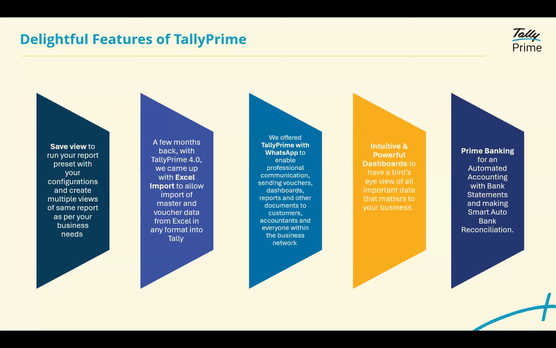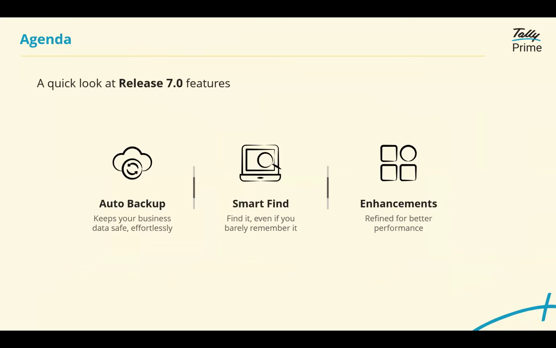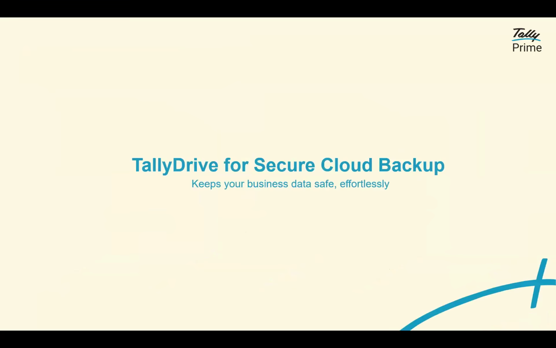Now let's dive into 7.0 and see what our agenda is today. Just a quick look at the release 7.0 features. The first feature we have is auto backup, which keeps your business data safe effortlessly. Then we have SmartFind, which will find it even if you barely remember it. And there are some other enhancements which will refine your experience for better performance. So let's go with backup first.